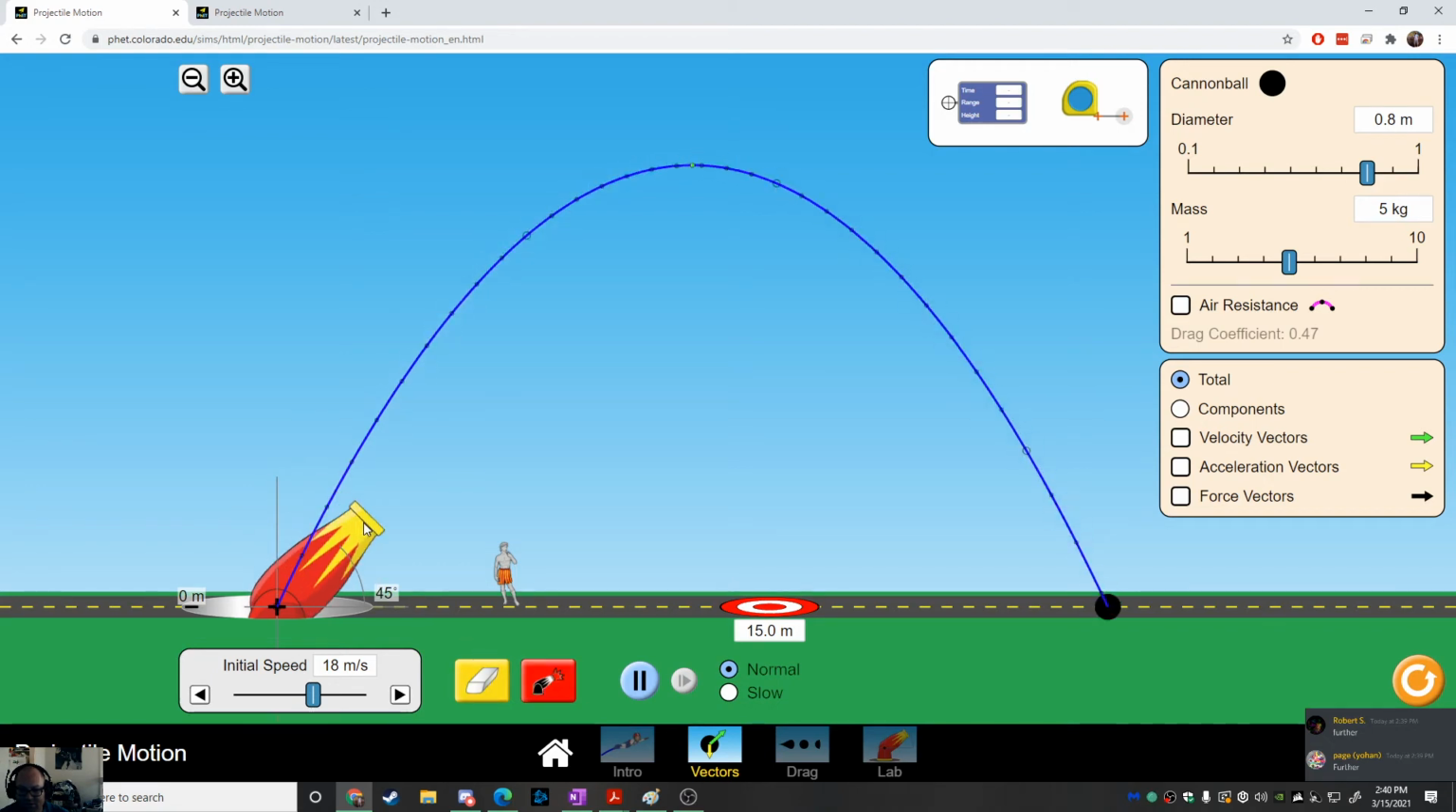What if I go down to 25? Is it going to go farther or is it going to go shorter? Shorter? Too low? Shorter? Okay, let's see. Oh, look, it went the same distance. Doesn't seem like anyone thought that was going to happen. Let's try it again to make sure that I didn't cheat something.